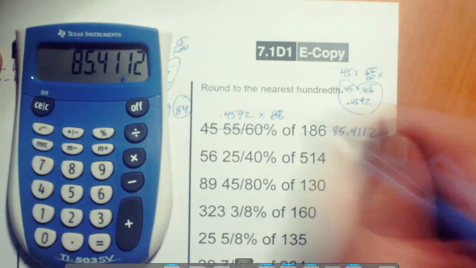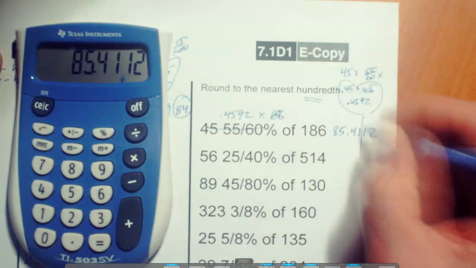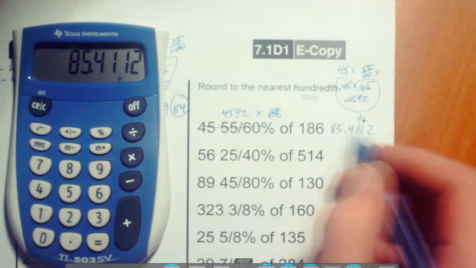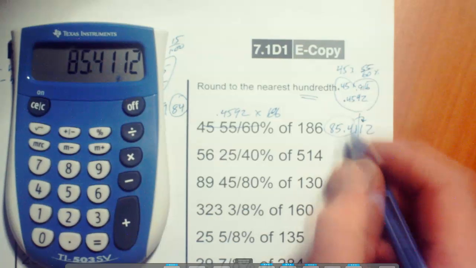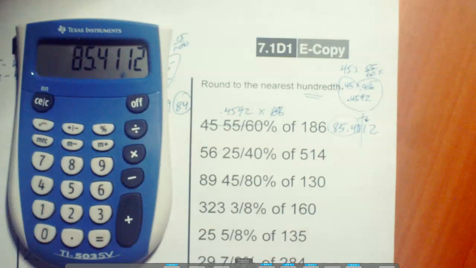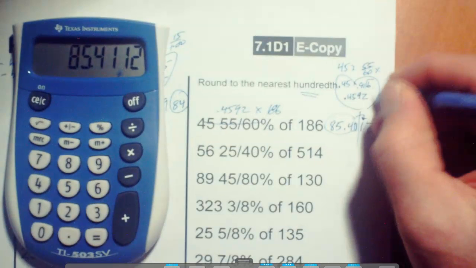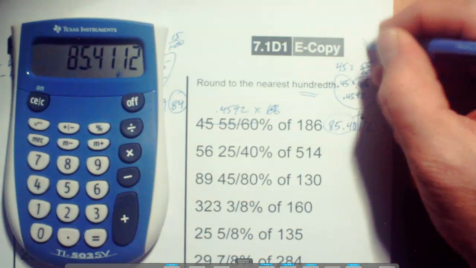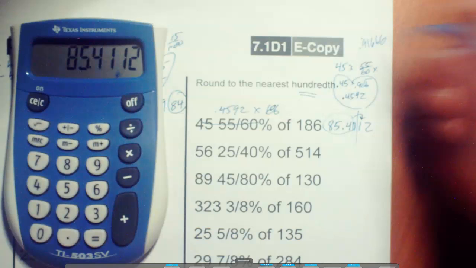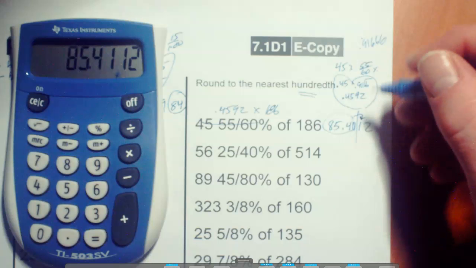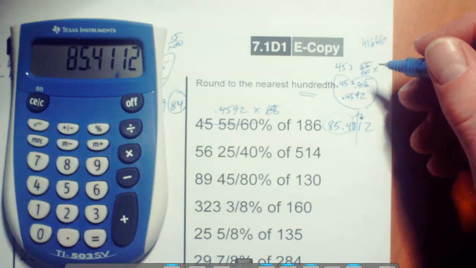85.4112. We're rounding to the nearest hundredths, so put the door in behind the hundredths, look behind it. Is there enough there to call that 85.42? No. 85.41 is our answer. So, up here, if you had left this as 0.91666, and you rounded it to something else, your answer might be slightly different by a penny or two. But in this case, I think rounding to the nearest hundredth is just good. All right, thanks.